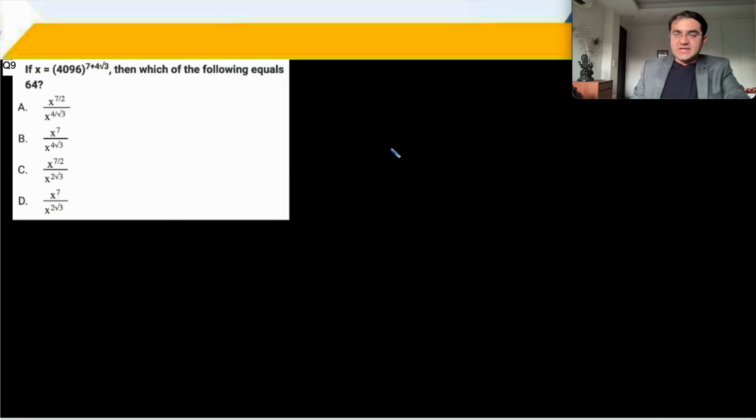Now this is a standard question on indices and surds. X is equal to 4096, which is basically 2 to the power 12 to the power 7 plus 4 root 3. And which of the following equals 64? And 64 is 2 power 6. So 2 power 12 can basically be written as 2 power 6 whole squared.